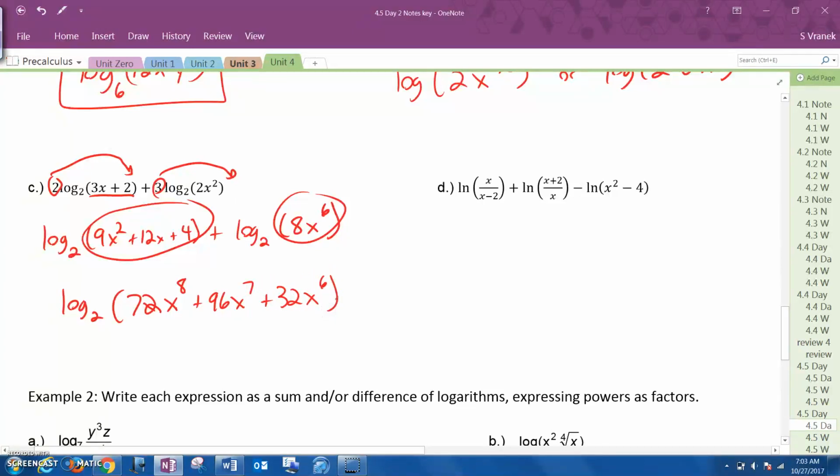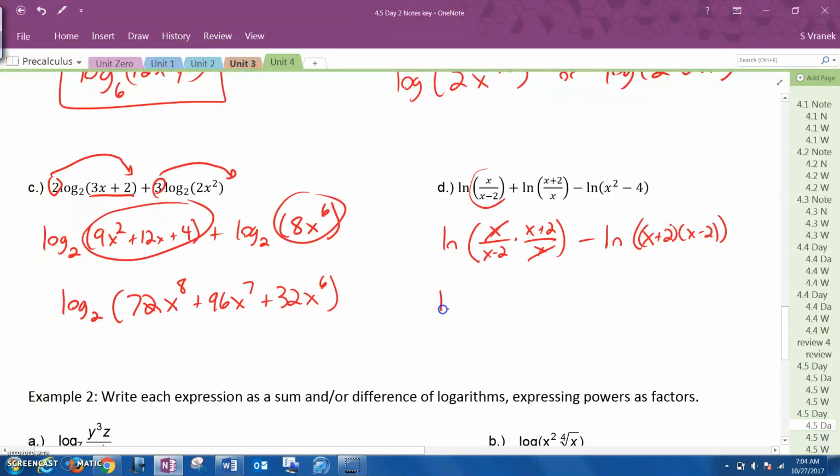Okay? Alright, so this one, a little crazy, but it's okay. It's multiplying with these and then dividing by this. So, this turns into the natural log. I'm going to do these multiplying ones first. The natural log of x over x minus 2 times x plus 2 over x. So what happens is the x's cancel, and then we still have minus the natural log. And I'm going to factor this because I know that it's going to come into play later.